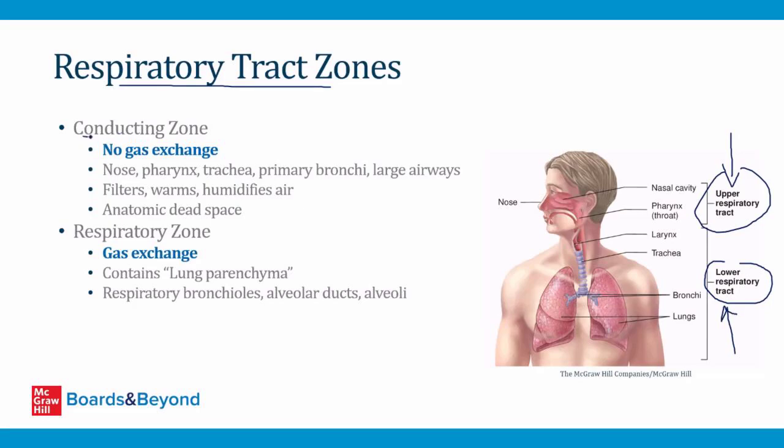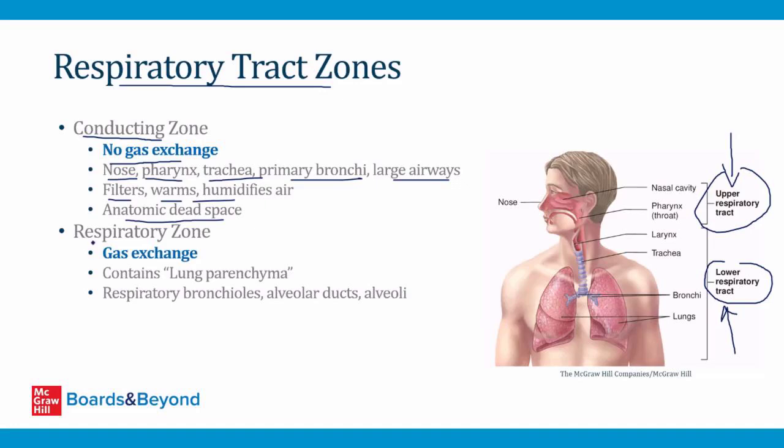And when you do it that way, the conducting zone refers to the portions of the respiratory system where there's no gas exchange. So this includes things like nose and pharynx and trachea, the primary bronchi, and the large airways. The role of these parts of the respiratory tract is to filter the air, warm and humidify the air, but no gas exchange occurs. And in terms of physiology, these parts of the respiratory tract make up the anatomic dead space, meaning the portions of the respiratory system that hold air but do not conduct gas exchange. And I talk about dead space in a lot more detail in some of the pulmonary physiology videos.